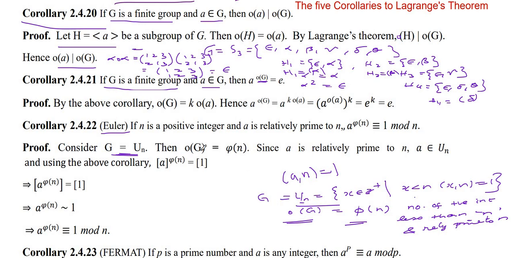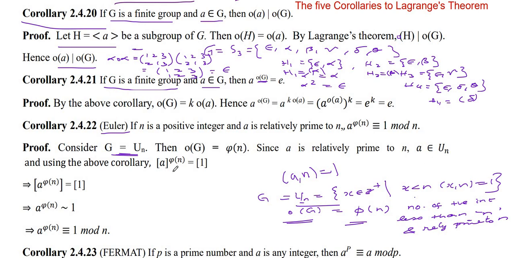So we are going to make use of the previous corollary to prove this one. So order of G is the Euler's phi function we have written, and since a is relatively prime to n, so what are the elements which are relatively prime to n? And of course less than n, a must be less than n. That element will belong to Un. So you have a to be relatively prime to n and a belongs to Un.